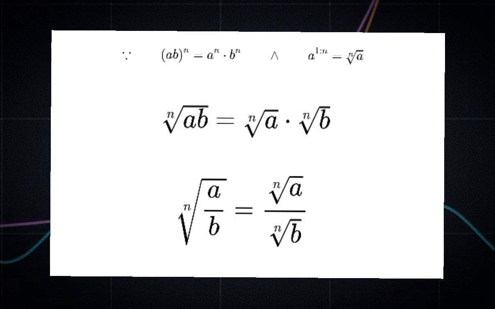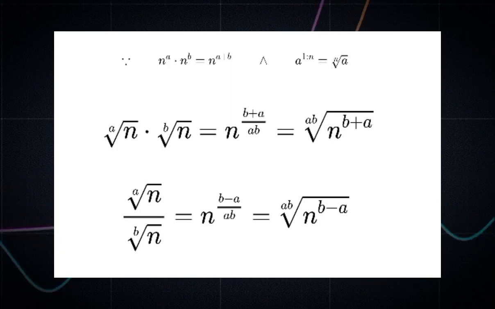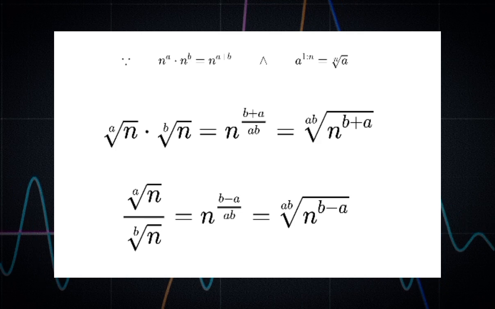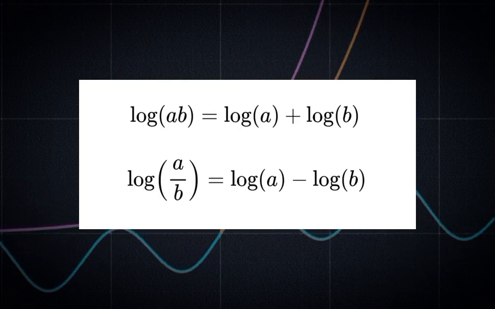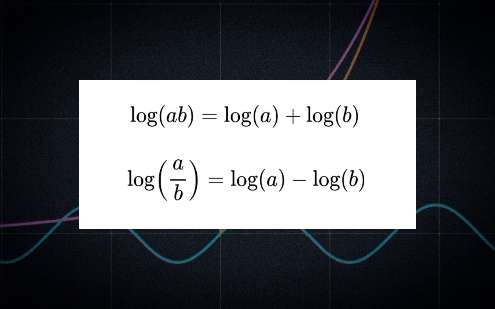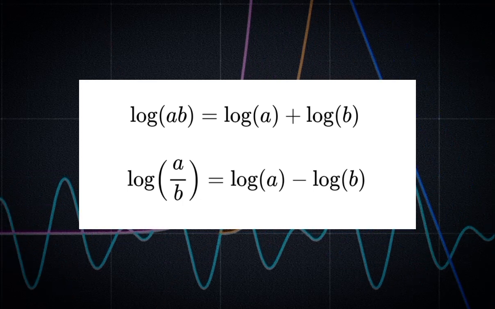Root of product of A and B, that is, product of 2 N roots of A and B, product of root of N degree A and root of N degree B, that is, and quotient of B plus A and A times B. Logarithm of product of A and B, that is, sum of logarithm of A and logarithm of B. Logarithm of quotient of A and B, that is, difference of logarithm of A and logarithm of B.